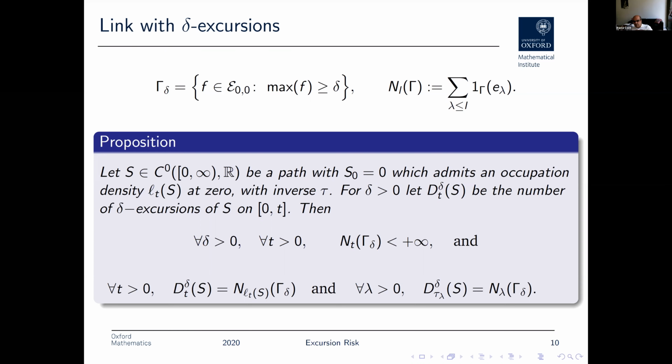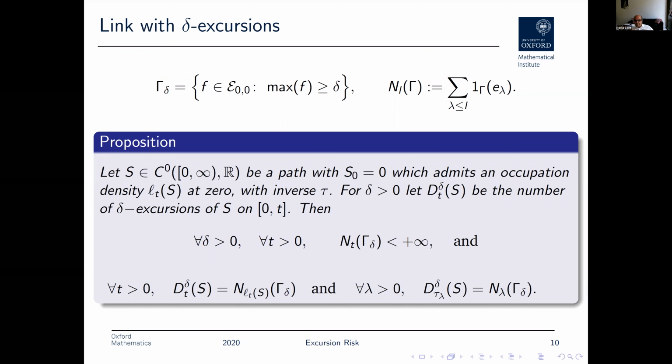well, an excursion from 0 to 0 can go through delta or not go through delta. And on the other hand, the delta excursion can go through 0 infinitely many times. So these two things are not related in a clear way. But what we showed is that any delta excursion has a unique decomposition into something that doesn't reach delta and an excursion from 0 to 0 which reaches delta exactly once.